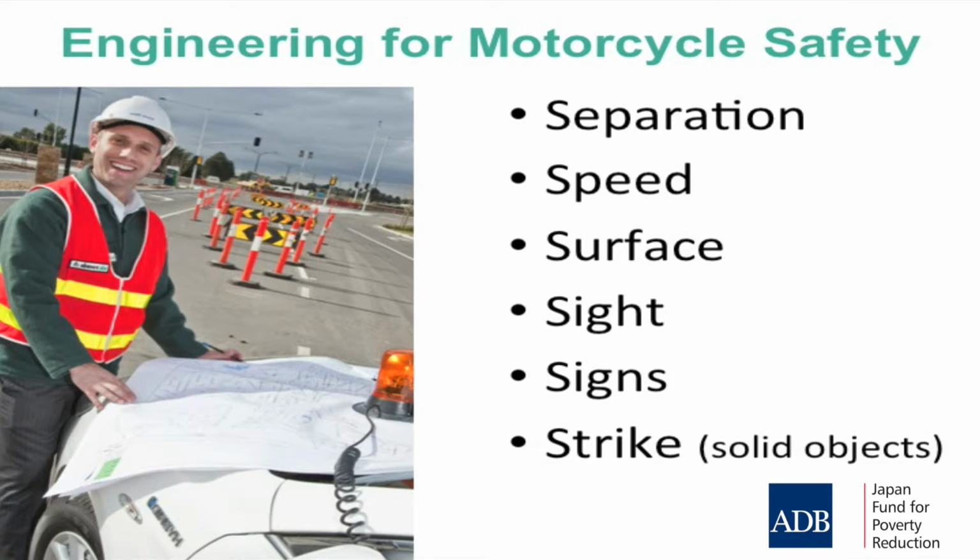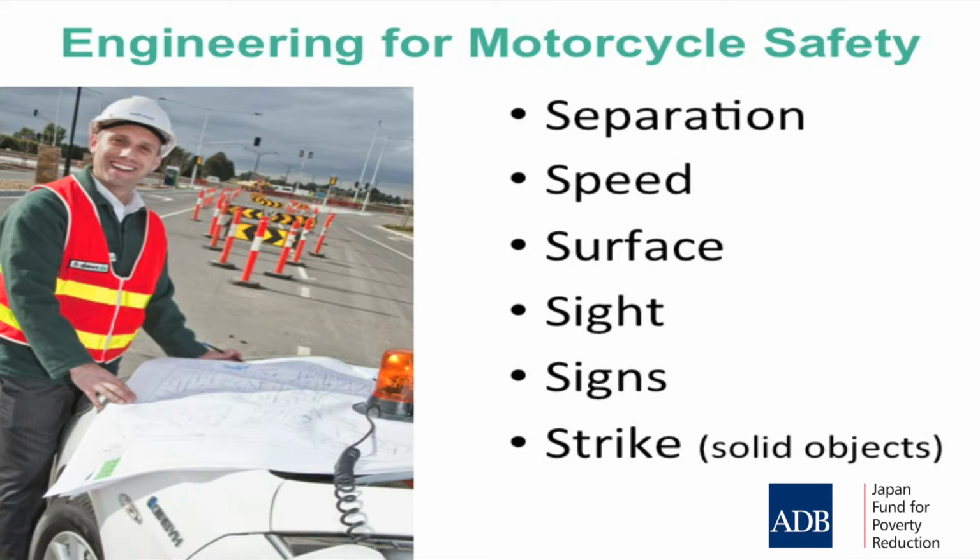Surface. The motorcycle has two small patches that connect with the road. A car has four big patches. A truck has even more. The surface of the road can be an issue for motorcyclists. We'll talk more about that.